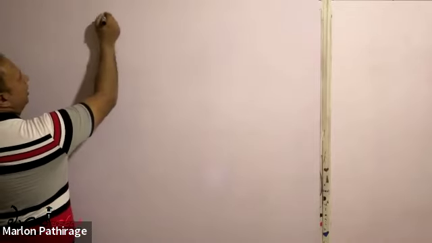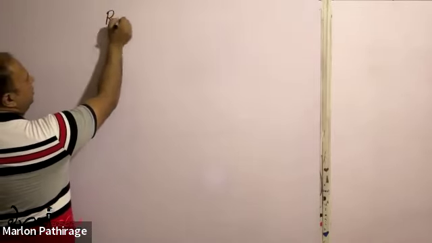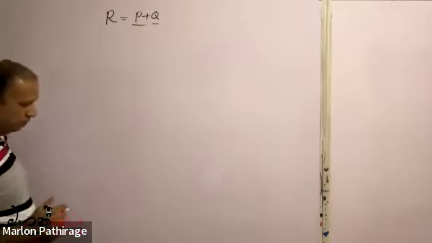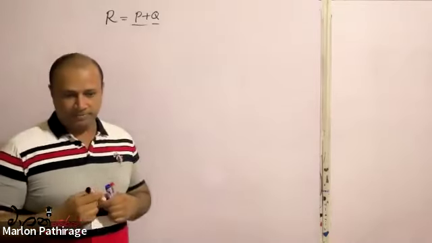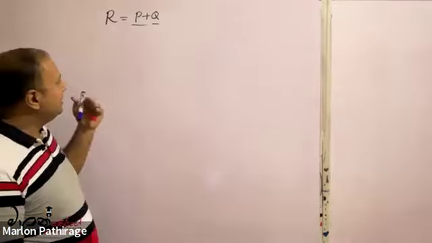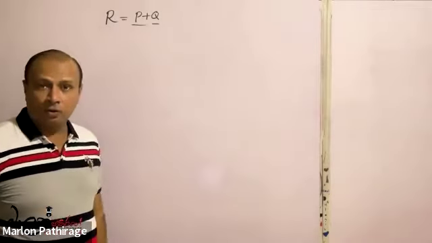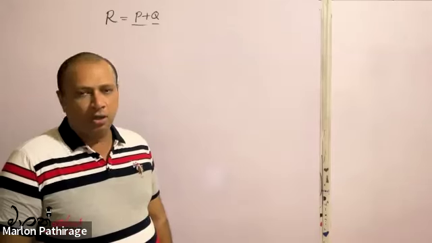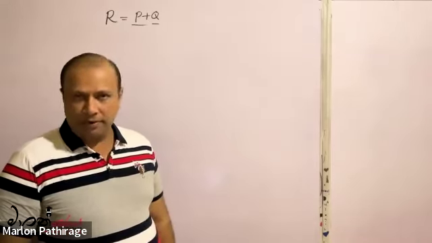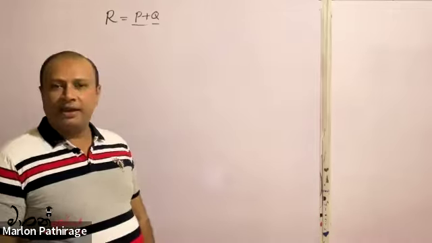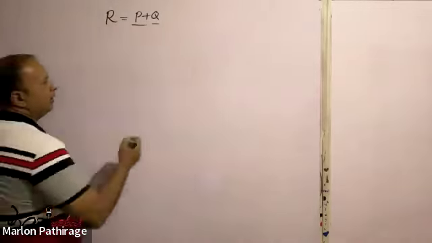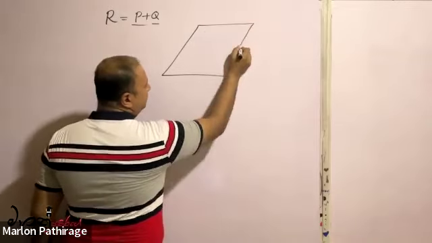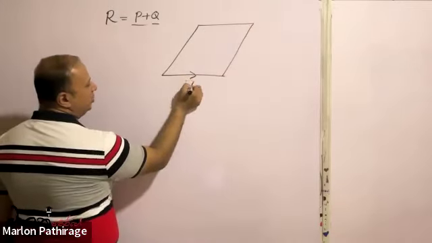Suppose you know how to take this one. This is called vector addition. You can take the addition or vector summation using the vector parallelogram law, the vector parallelogram principle. In that principle, we can draw a parallelogram that contains P and Q.